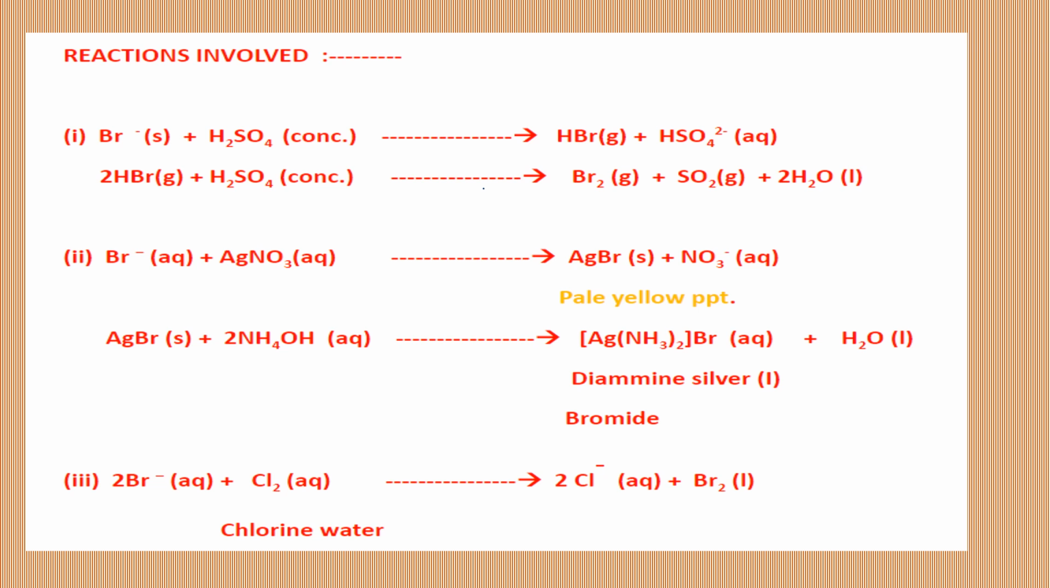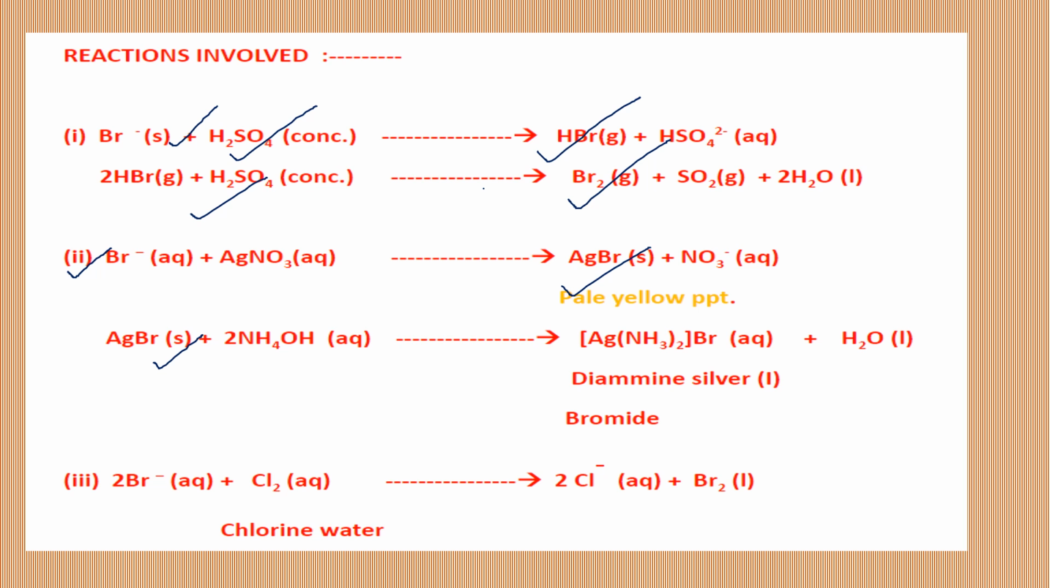Preliminary test, in a similar manner as for chloride. The salt is treated with sulfuric acid. You will get HBr gas first, which further reacts with sulfuric acid in the test tube and finally gives you bromine gas, which is reddish brown in color. The confirmatory silver nitrate test will give you AgBr, which is a pale yellow precipitate.